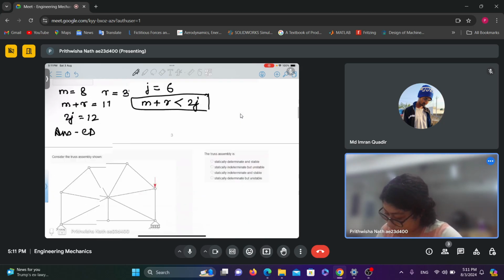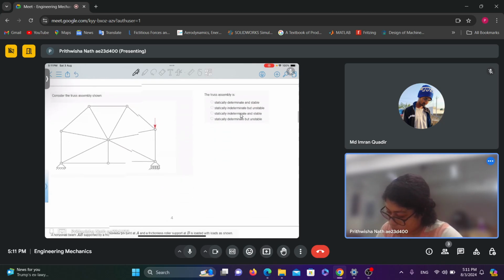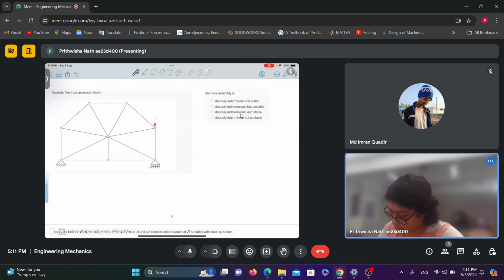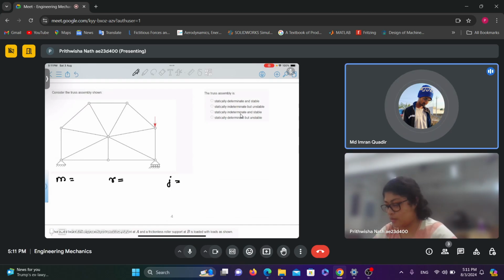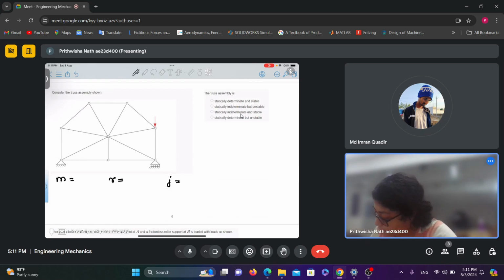So the next problem. How many members are there in this question? And what is R and J? Just like the previous problem, can you tell me what should be M, R, and J? Ma'am, J is 7. Can you count it again?